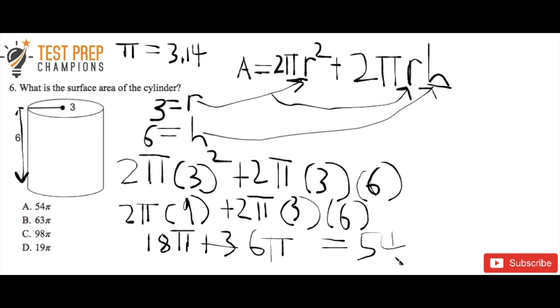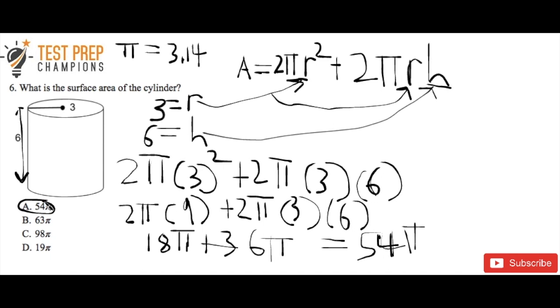And I always recommend using your calculator for the questions that you're allowed to use your calculator on, even if you don't think you need to, because as long as you put the answers into your calculator correctly, you're going to get the correct answer 100% of the time. So the answer here is going to be A, 54 pi. So hopefully this was pretty easy.